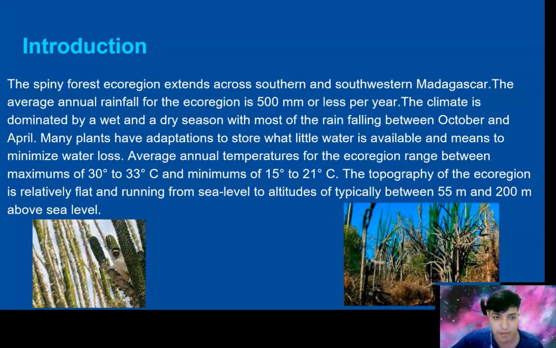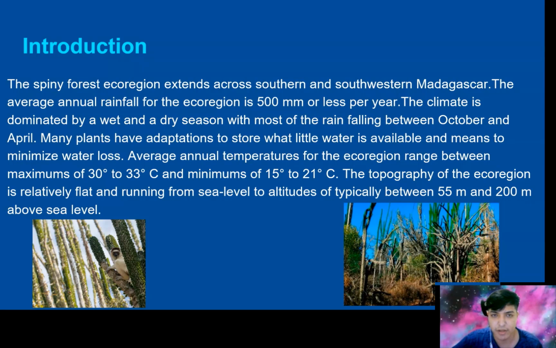So, introduction. The Spiny forest ecoregion extends across southern and southwestern Madagascar. The average annual rainfall for the ecoregion is 500 millimeters or less per year. The climate is dominated by a wet and a dry season, with most of the rain falling between October and April. Many plants have adaptations to store water where a little is available, or means to minimize water loss.